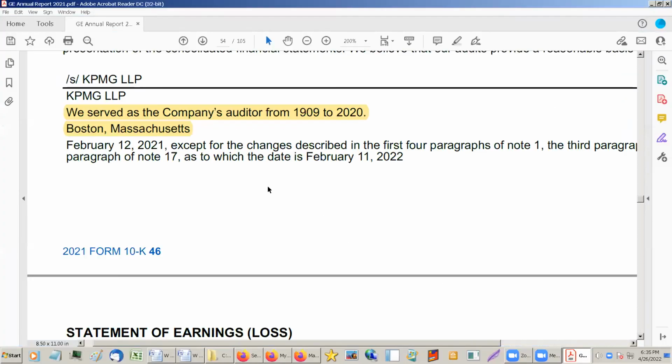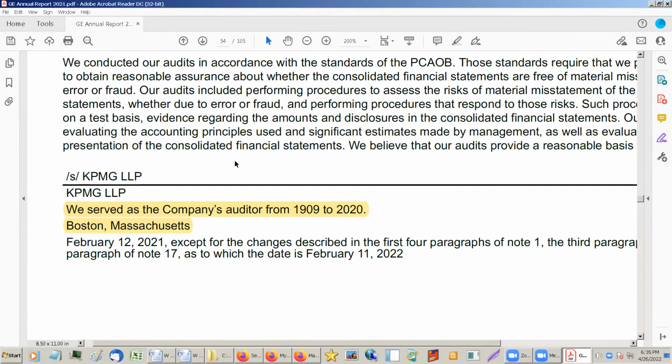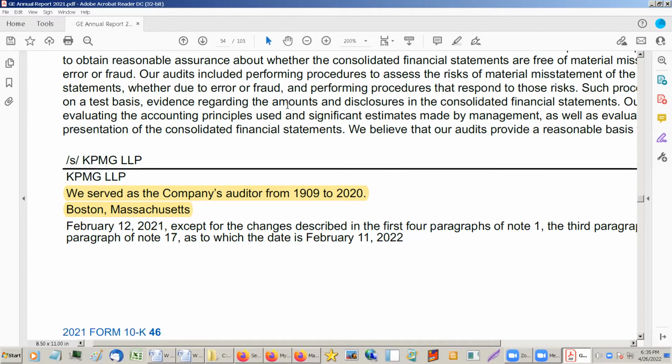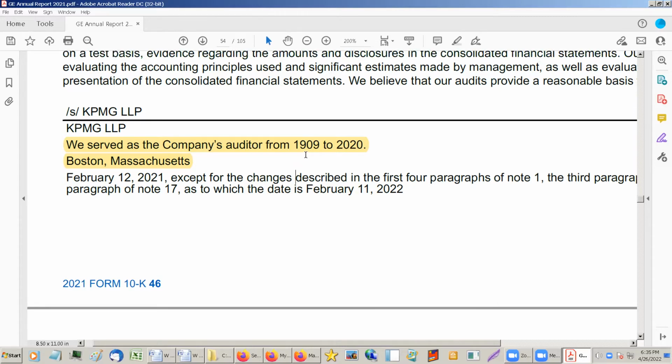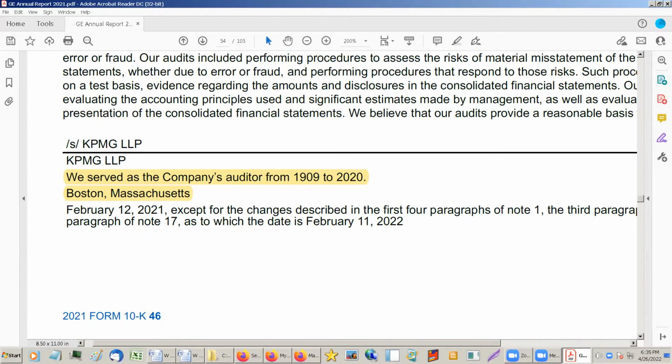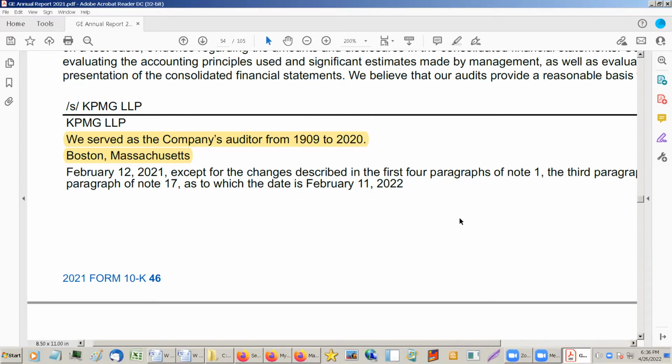You guys can't see what I'm seeing, so let me show you. So General Electric, KPMG has been their auditor since 1909. That's before the First World War. You know, when they became their auditor, we hadn't had a World War yet. So from 1909 to 2020, they've been their client for 111 years. That's a good client, 111 years.